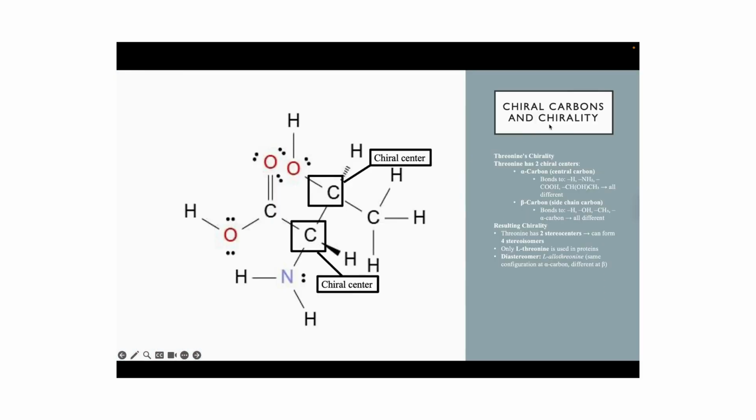Stereochemistry, chiral carbons and chirality. Threonine has two chiral centers. The alpha carbon, the central carbon, bonds to a hydrogen, the amine, the carboxylic acid, and the CHOH CH3, all different. The beta carbon, the side chain carbon, bonds to a hydrogen, the OH alcohol, the methyl, and the alpha carbon, all different, resulting in chirality. Threonine, with two stereocenters, can form four stereoisomers. Only L-threonine is used in proteins. Diastereomers: L-allothreonine has the same configuration at the alpha carbon, different at the beta. So the chiral centers are found in the middle of this molecule.